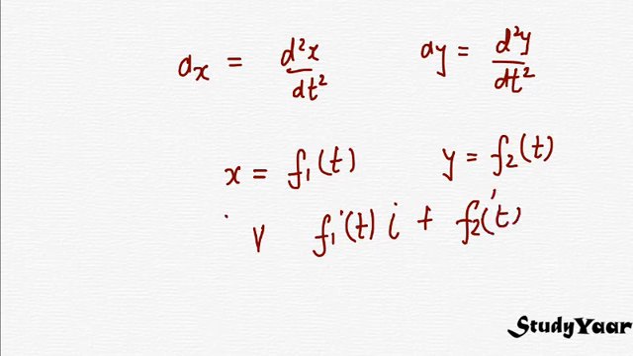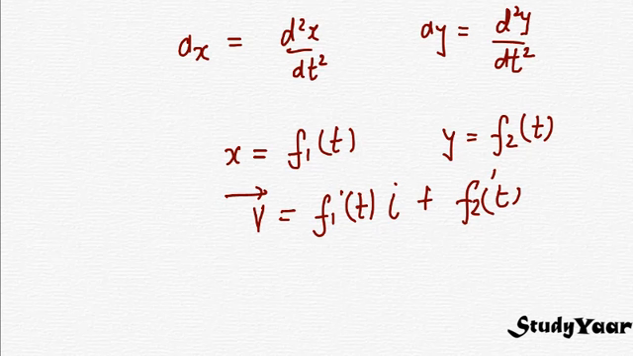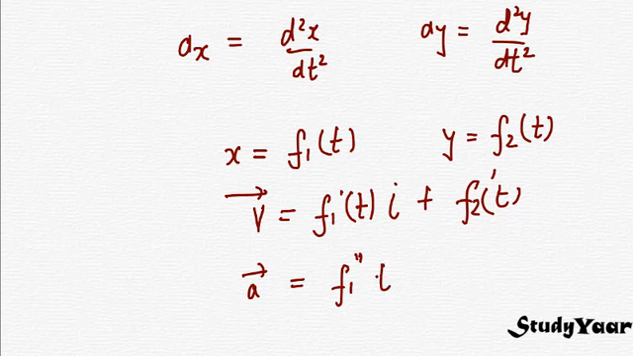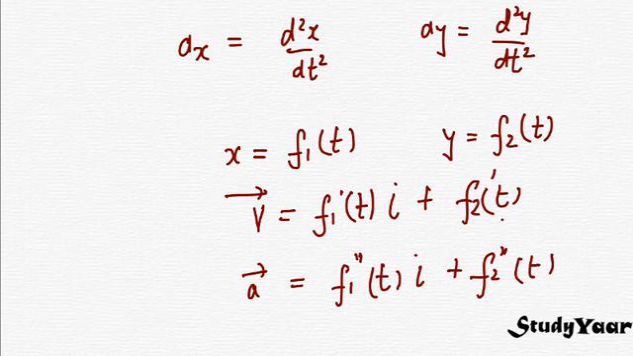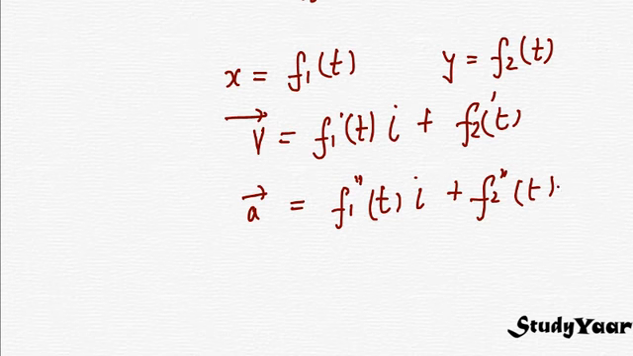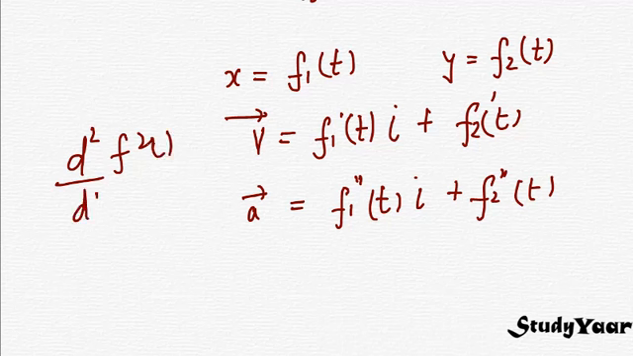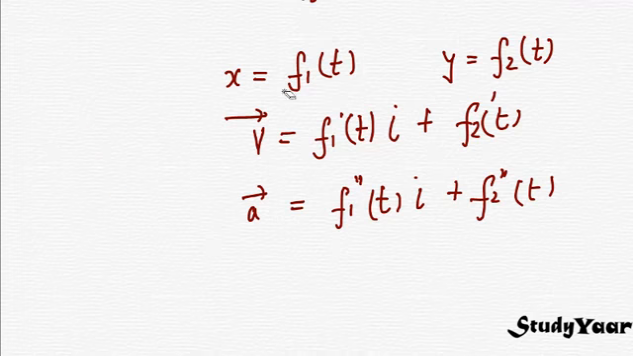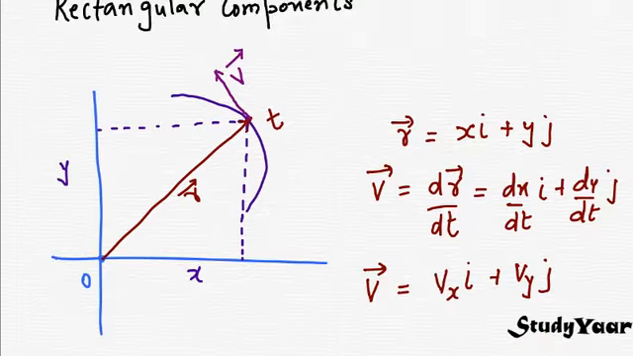Okay, so this is your velocity vector, and your acceleration would be f1 double dash t i plus f2 double dash t j, where f2 dash t is df by dt. Similarly, what is f2 double dash t? It is d square of the f2 expression by dt square. So this was about rectangular components of our acceleration and velocity.